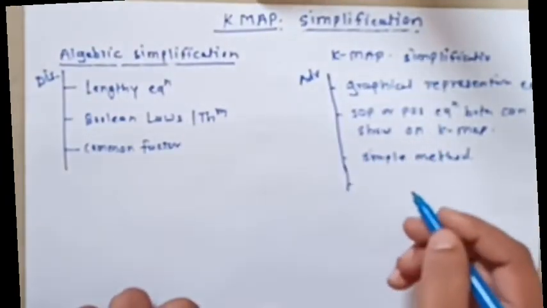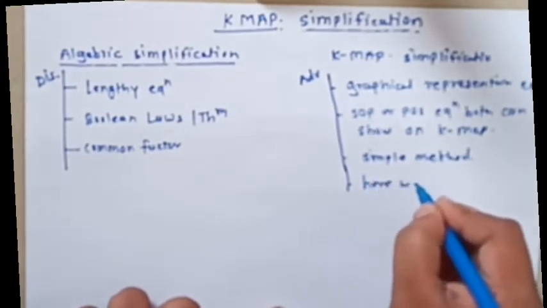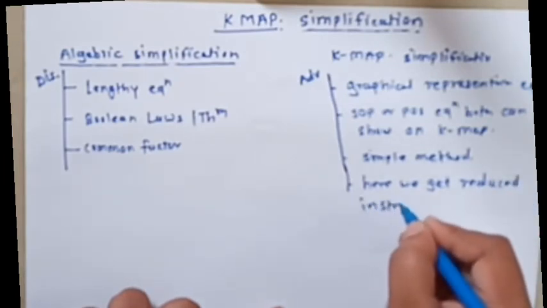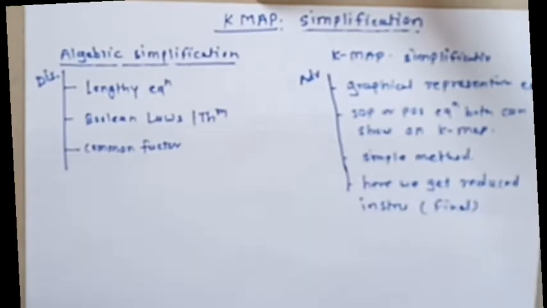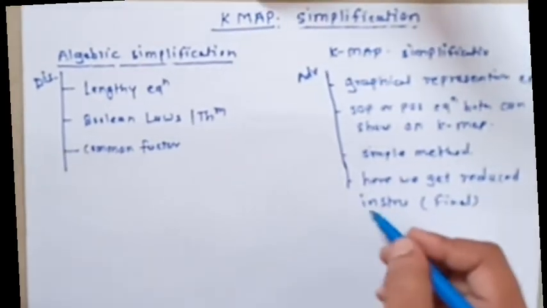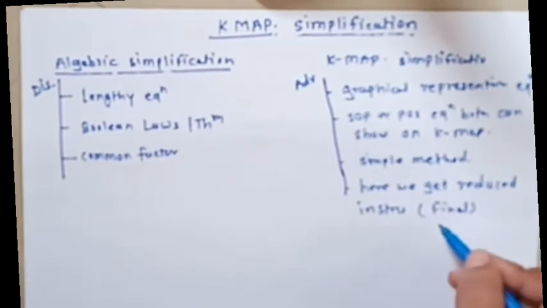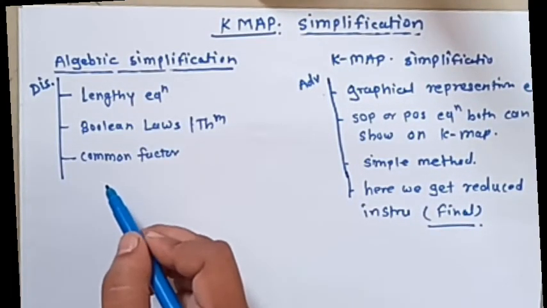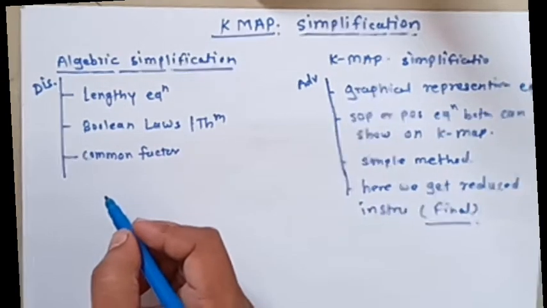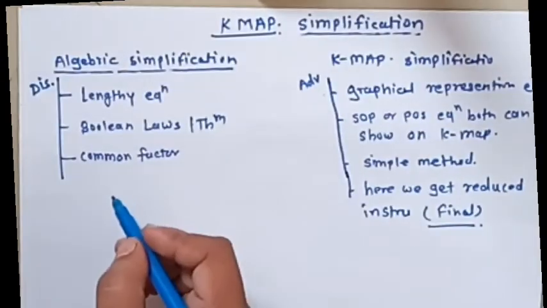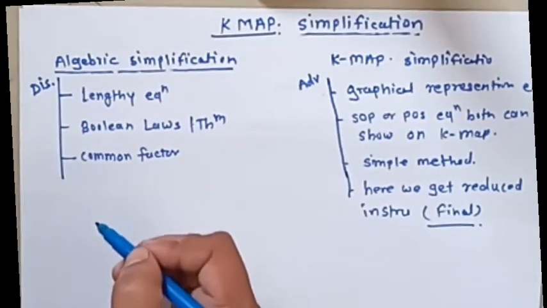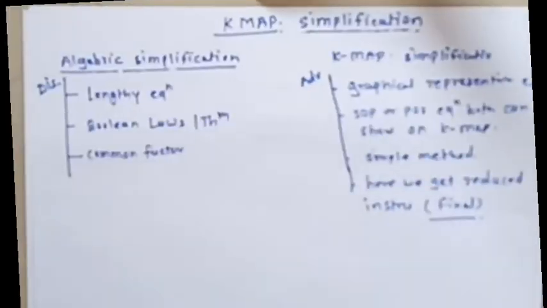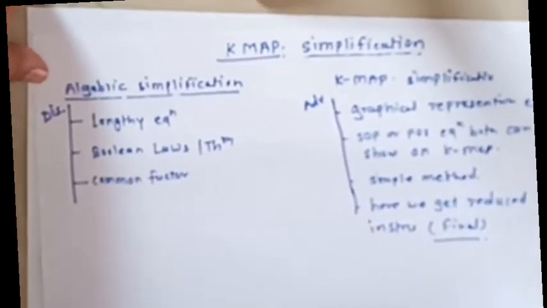One more advantage is that here we get a reduced expression that is final, meaning no further reduction can be applied to the equation. In the algebraic method we have to carry out common factors until we get the final equation, and sometimes it is difficult to identify whether the equation is final or intermediate. That is the disadvantage of algebraic, and here we directly get the final equation. So that is the advantage of K-map.